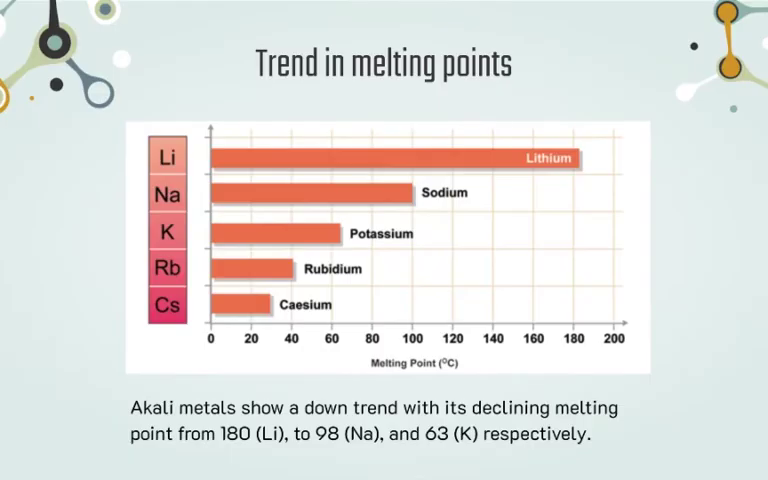So let's begin with the trend in melting points. As you can see from the graph here, the alkali metals show a downtrend with a declining melting point from 180 degrees for lithium to 98 for sodium and 63 degrees Celsius for potassium respectively.